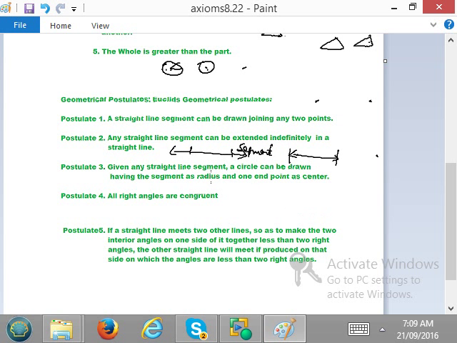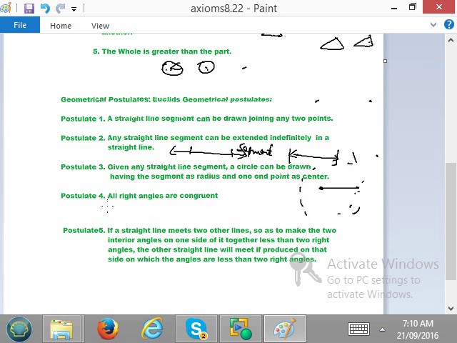Given any straight line segment, a circle. So when some straight line is given, with this as center, you can draw a radius. You can take the radius up to this and draw like this way or this way. That's what it means. A circle can be drawn having the segment as radius. You can take this radius and draw a circle. It assumes you can draw it, so big or so small.